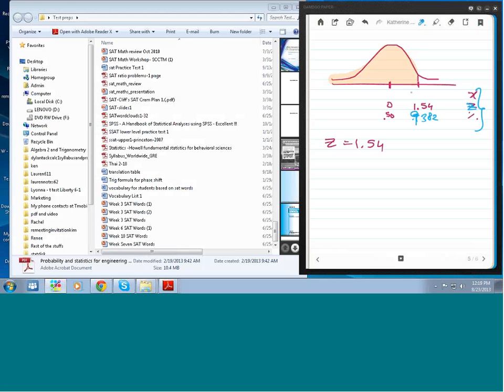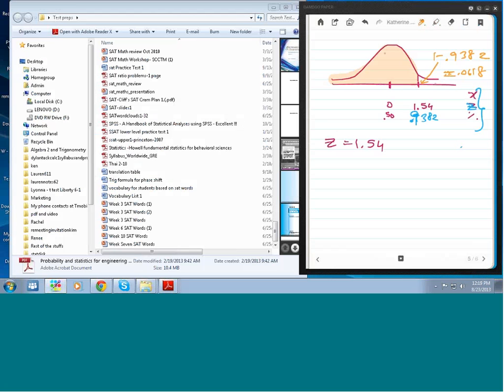So 93% is going to be below it. If the question was, what's above it? You would say the above it would be 1 minus 0.9382, which is 0.0618. How did you get that?